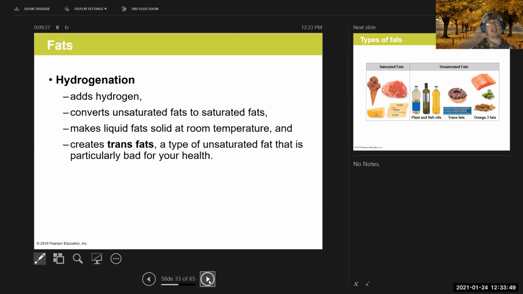There is a process called hydrogenation where we can add hydrogens to unsaturated fats to convert them into saturated fats. And this makes liquid fats solid at room temperature, and it's what creates trans fats. So if you've ever seen trans fats on a dietary label, this is the fat that we're talking about, and it's the type of fat that's typically not good for your body. It can lead to a lot of health problems.